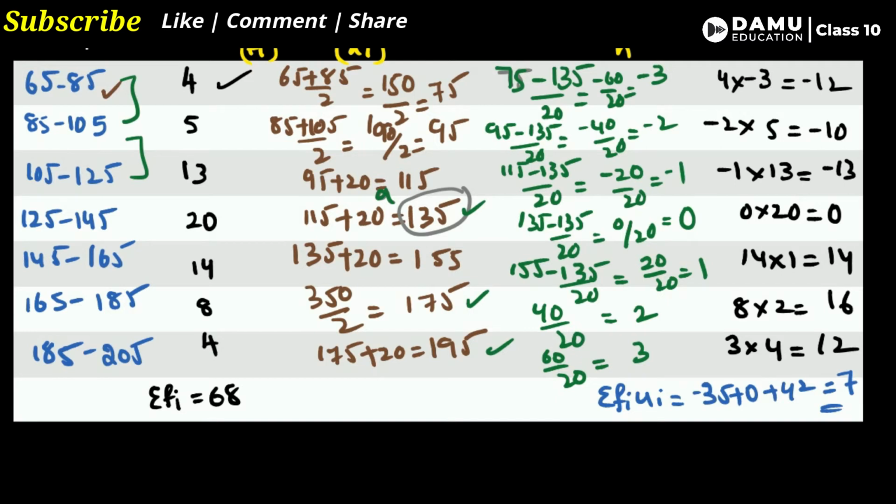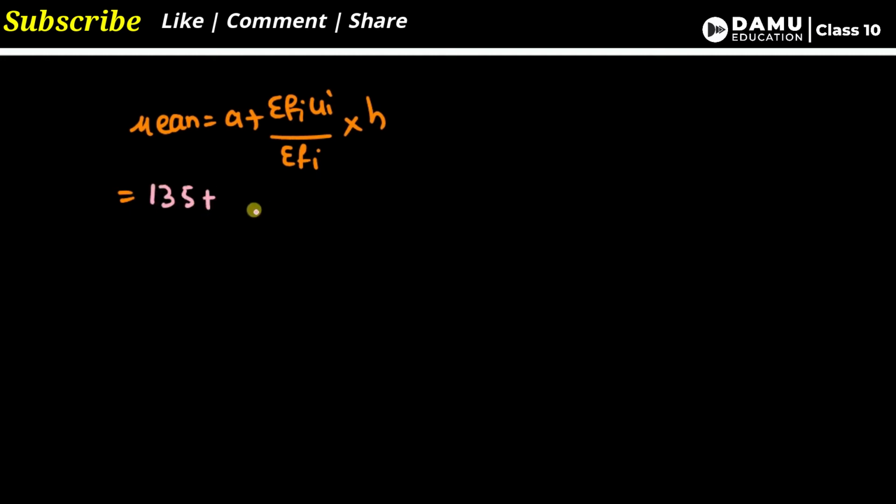Let's move on to substitute all these values in the formula. So what is that? The mean, the average, will be equal to the assumed mean plus the summation of fi ui by the summation of fi, into h. So what is the assumed mean value? We took it as 135, plus the summation of fi ui is 7, by the summation of fi is 68, into the class length, which is 20.